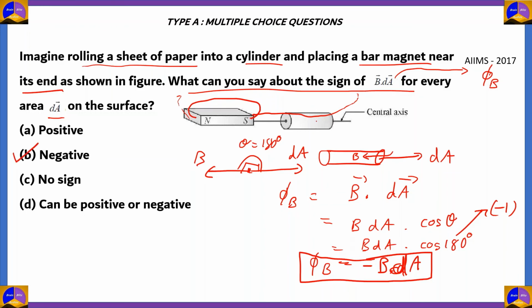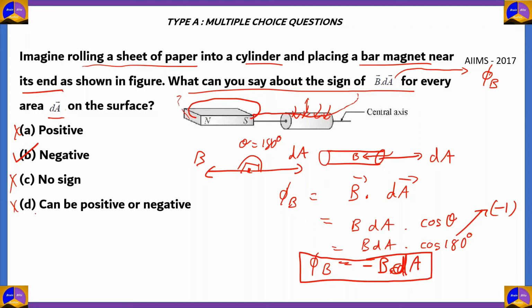For option A, positive, to occur, the sheet of paper must have been kept at the North Pole, so the flux will now penetrate out of the cylinder, and the area vector at the terminal end will also be going out, so therefore it would have been positive. But over here, even if you look at this face, the magnetic field lines are getting in, while the area vector is actually pointing outwards. No sign is incorrect because there is always a sign for flux, and that depends on the orientation with respect to the magnetic field. So option C is incorrect. And option D, can be positive or negative, is disproved by using our equation.